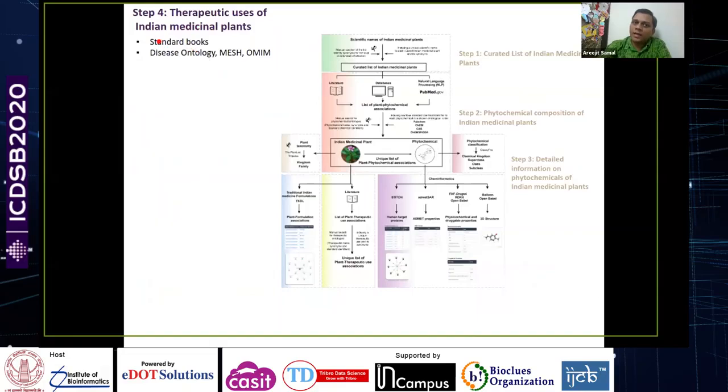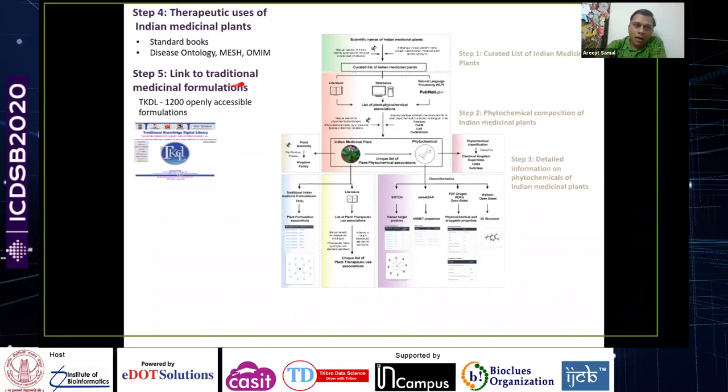The reported therapeutic use can be very synonymous, so we wanted to remove the redundancy, and we mapped the therapeutic uses to disease ontology, MeSH terms, and OMIM terms. So we finally have a non-redundant set of therapeutic uses for these plants as well. Finally, on a pilot scale, we also have data on the usage of these plants in different traditional medicinal formulations in Ayurveda, Siddha, etc. Here, we didn't want to reinvent the wheel.